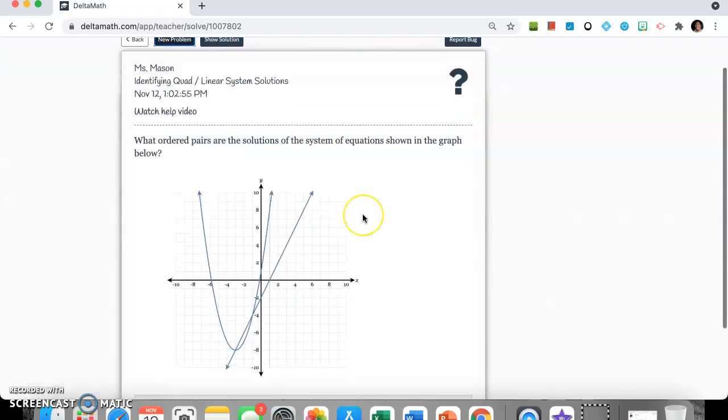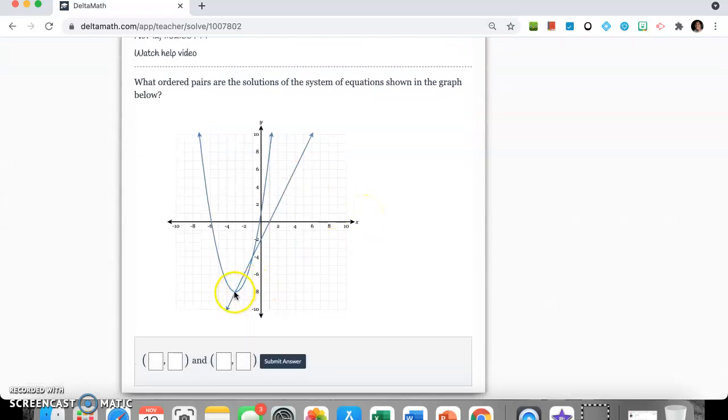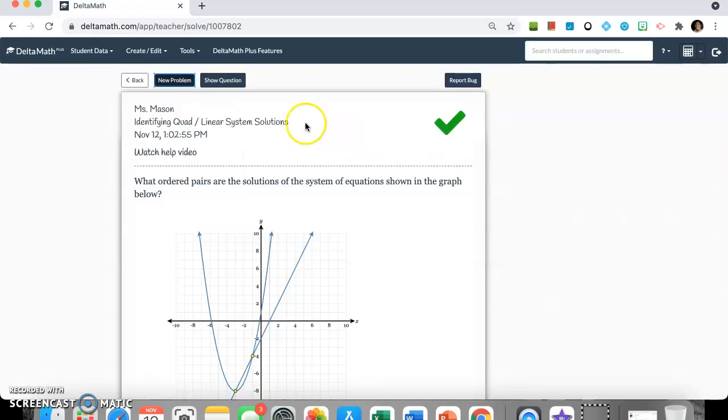Good. Let's just do one more like that. We have an intersection point here and right here. Those are where the linear equation, that straight line, and my parabola, the u, intersect. So the first one is -3, -8. I just want to double check. Yep. And my other one is -1, -4. Hit submit. And that is it.